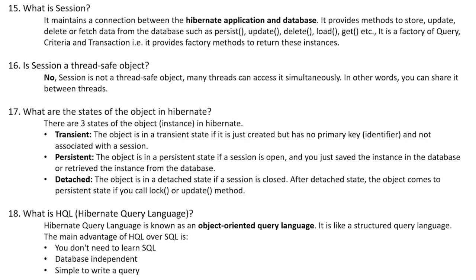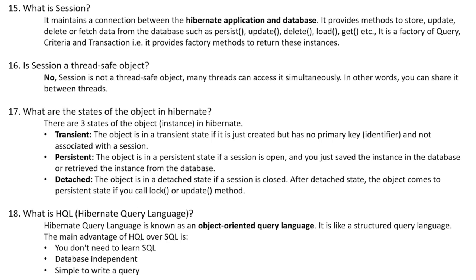Question 17. What are the states of the object in Hibernate? Answer. There are three states of the object, instance, in Hibernate. Transient. The object is in a transient state if it is just created but has no primary key, identifier, and not associated with a session.